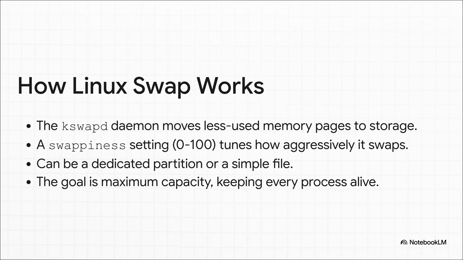Now, under the hood, there's this little process called kswapd. And its whole job is to watch for data that isn't being used much and shuttle it over to that slow storage. There's even a setting called swappiness that lets you fine-tune how aggressively it does this. But the goal is always the same. Maximize capacity and keep every single program running, no matter what.